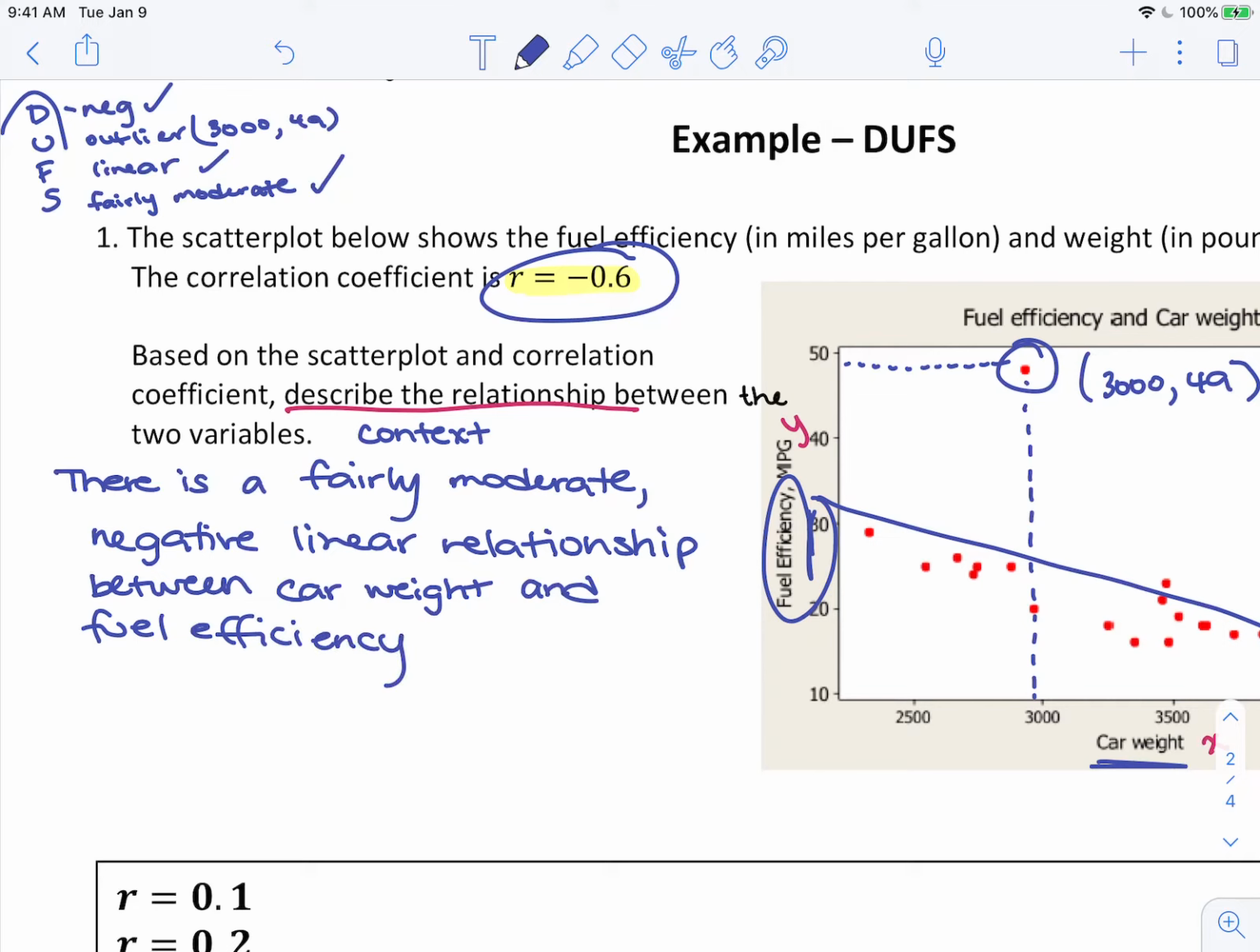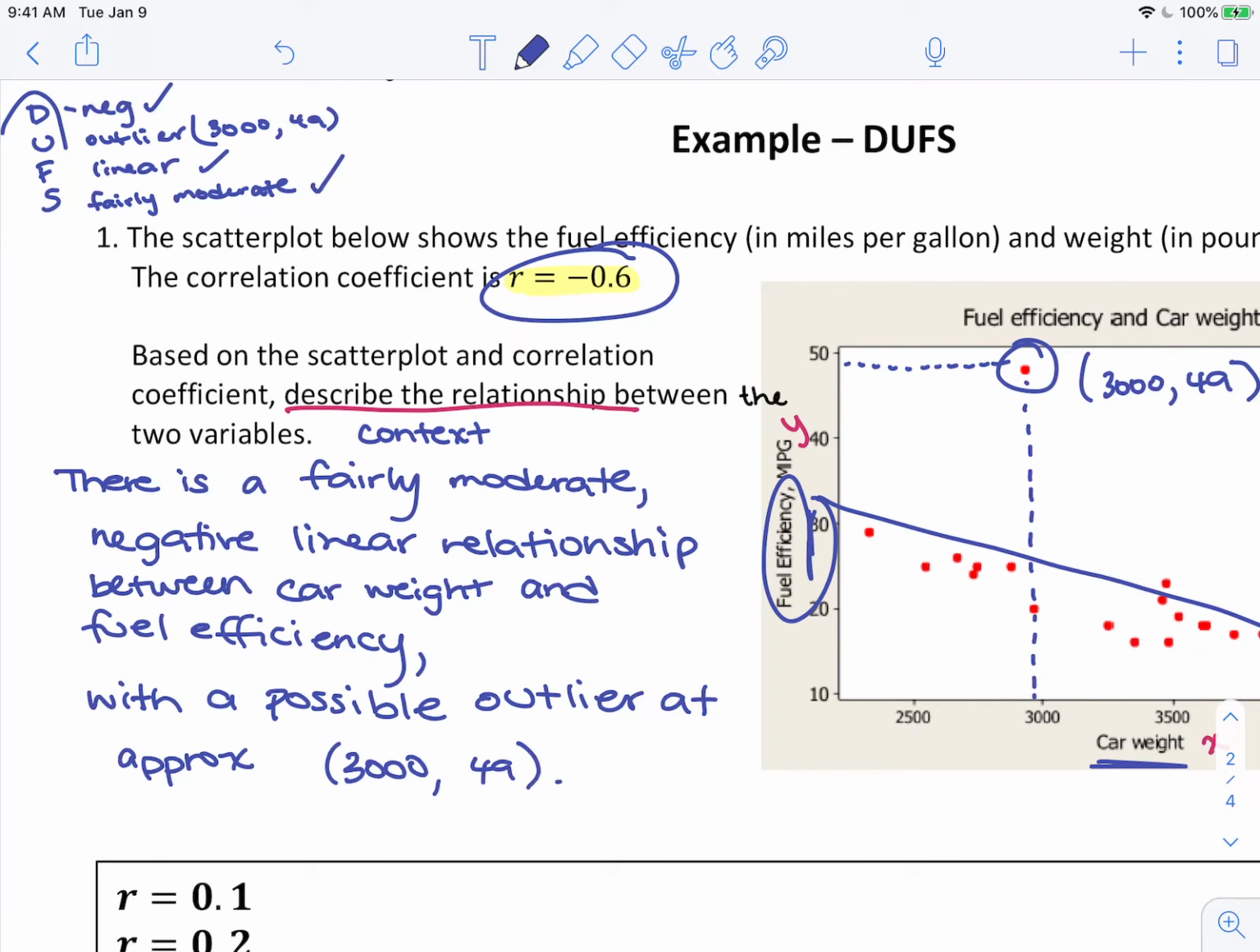That sounds nice. And there's an outlier, so I'll say with possible. It's probably an outlier, but I didn't do the formula, so I'm just going to say a possible outlier at approximately. It's always good to be safe with that word approximately. Done. Okay, so just going to highlight what we have here. So we have direction, unusual features, form, and strength.